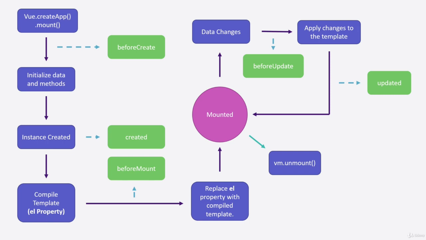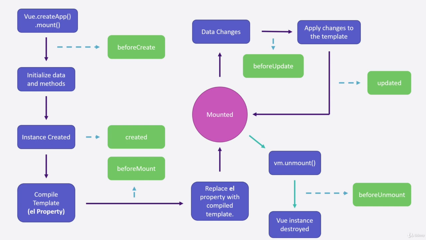The way you destroy the instance is by calling the unmount method. Once the method has been invoked, Vue will take care of the rest and finally destroy the instance. If you call the method, there's no turning back. During this process, there are two hooks we can use. The first hook is the beforeUnmount hook.